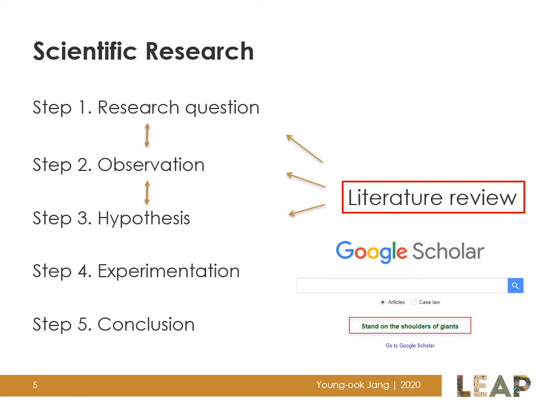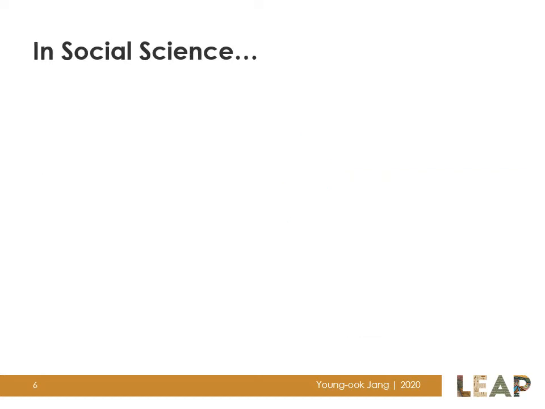So you can use Google Scholar to search for the previous literature, previous papers, right? And then if you have read a lot of papers on your topic, you'd be able to have a good research question, do some good observation, and also make a good hypothesis. Also, you would be able to find the best way to test your hypothesis from the previous literature. Okay. So those were the steps that the natural scientists take.